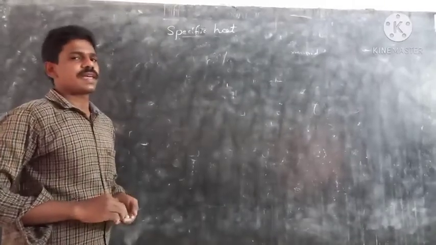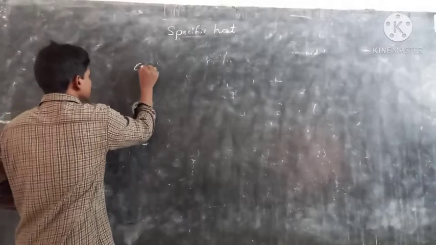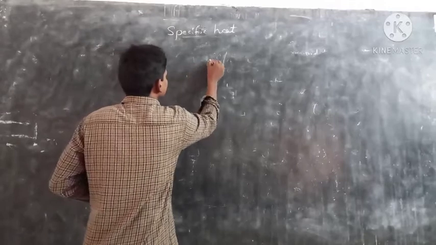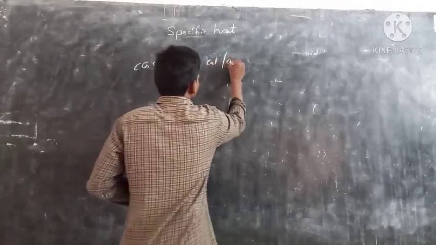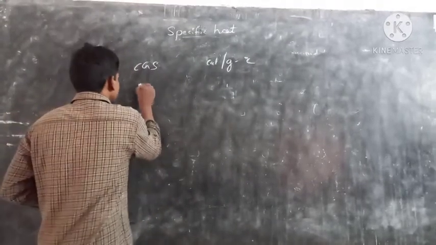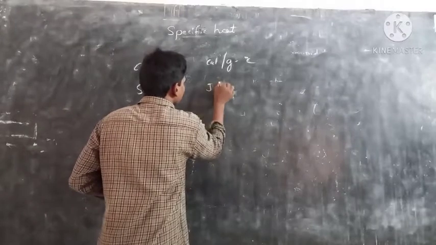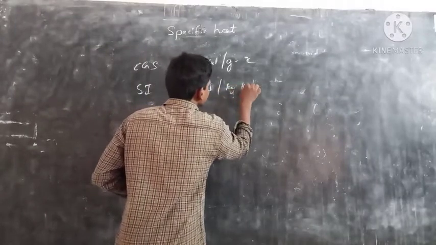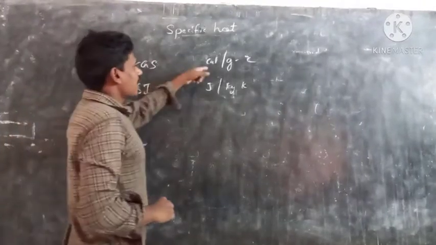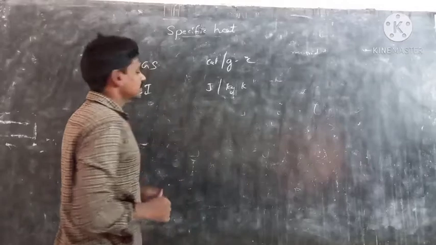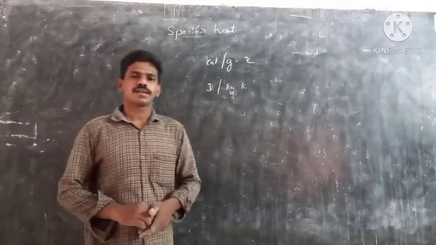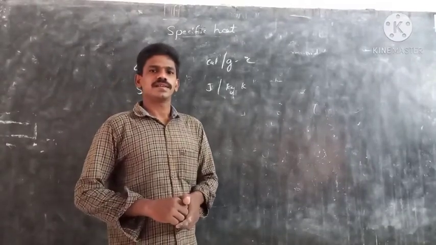Now the units of specific heat. In the CGS system, the units of specific heat are calorie per gram degree centigrade. In the SI system, joule per kg Kelvin. I hope you understood about specific heat. We will continue.